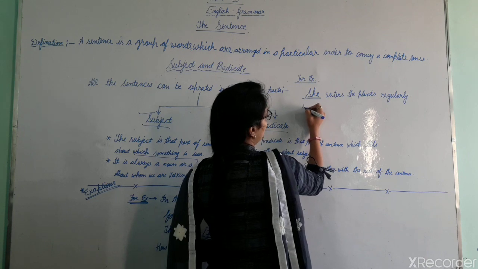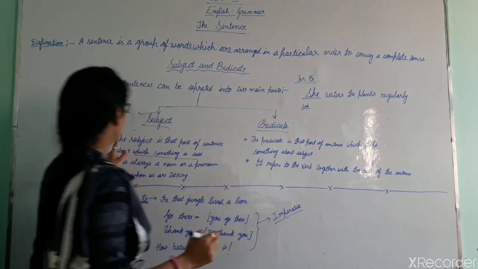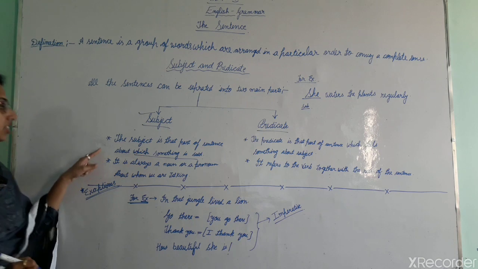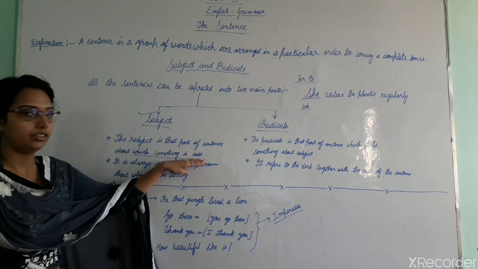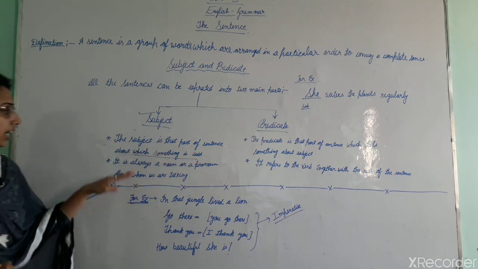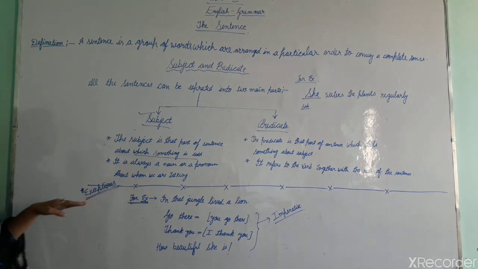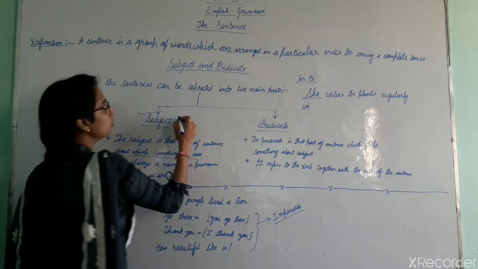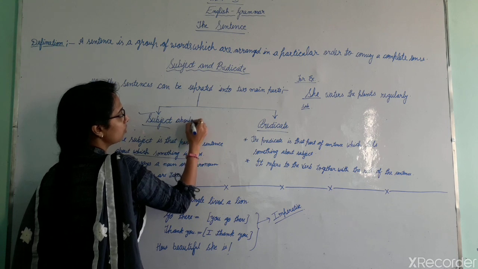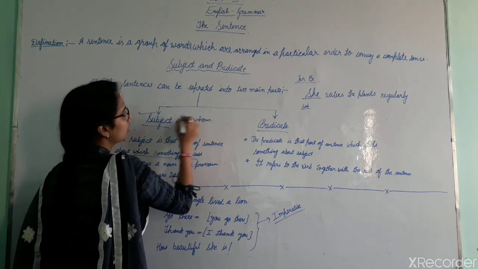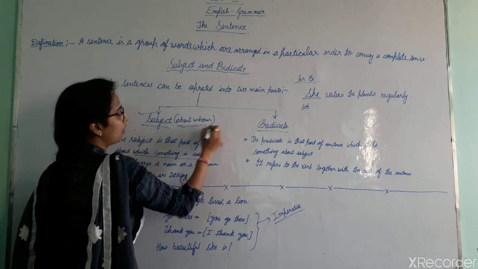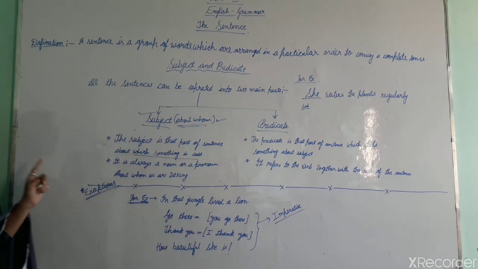Here, she is a subject. The subject is that part of a sentence about which something is said. It is always a noun or a pronoun about whom we are talking. In simple sentences, we can ask the question who, about whom. About whom we are talking is the subject.